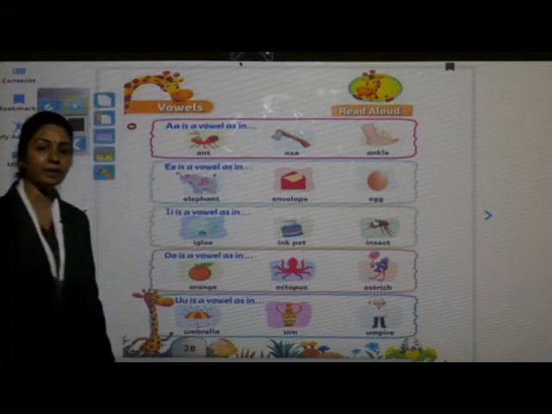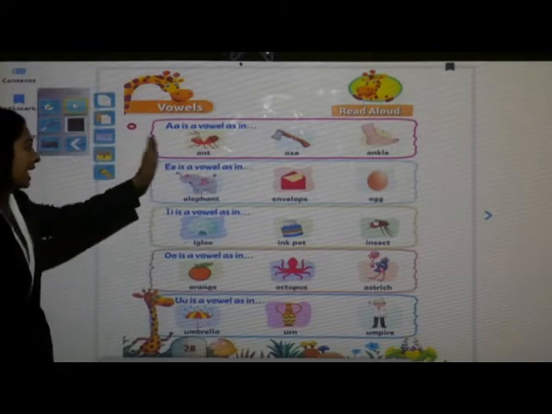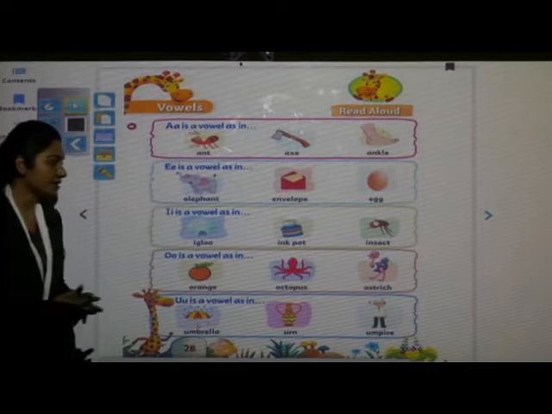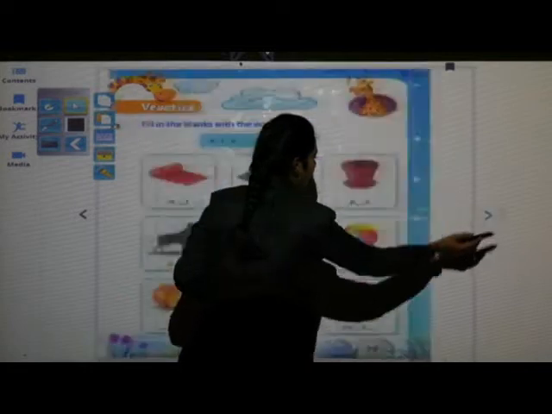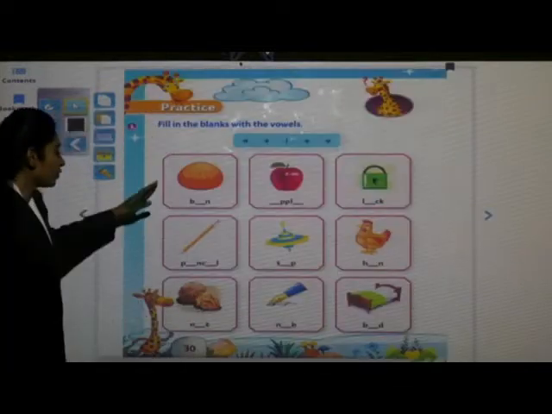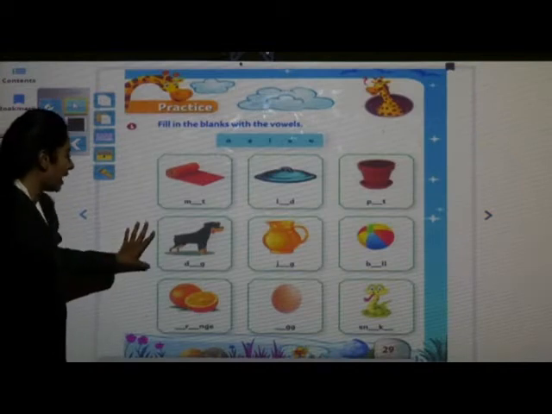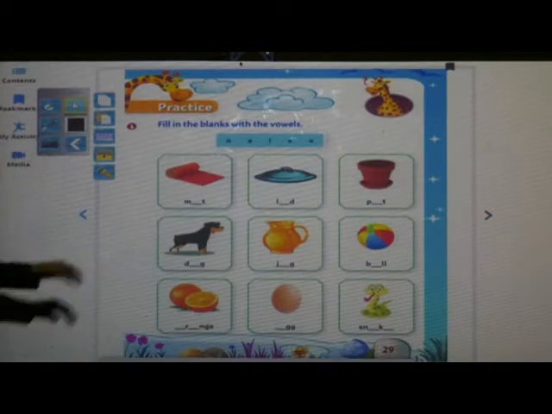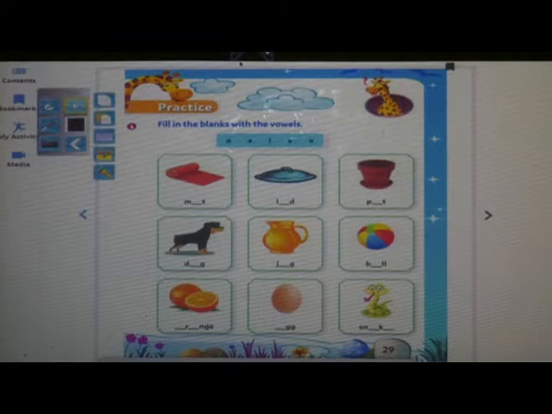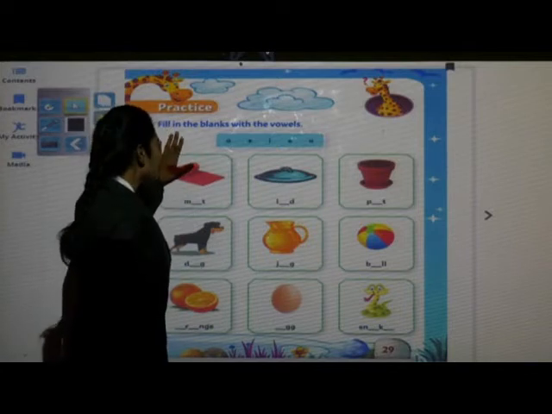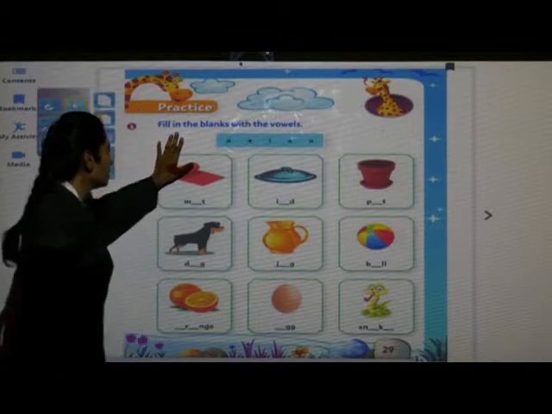I hope you all remember the story of the ant and the elephant. Yes? Okay. So, come to page number 29. These vocabularies we have solved in the previous session. Now come to page number 30. But before that, see children, what is the practice worksheet of this? What we have done in the previous session?